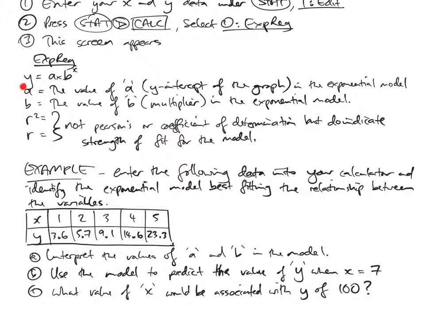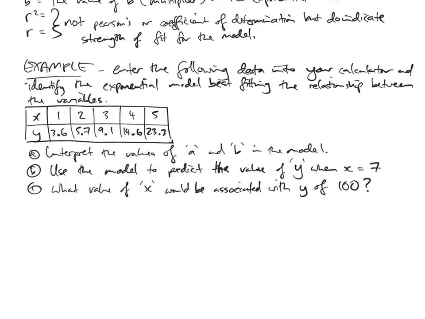ExpReg, this tells you the model that it's giving you, and then it tells you the value of a, which once again is the y-intercept of the graph in the exponential model. B is the value of b, the multiplier in the exponential model. Greater than 1 meaning it's going to be increasing, less than 1 means going to be decreasing. And then you still get r squared and r, but no longer are these Pearson's or coefficient of determination, because we're not talking about a linear model anymore. But you can still interpret them pretty much the same way. They indicate the strength of the fit for the model, so you're looking for closeness to 1. Alright?